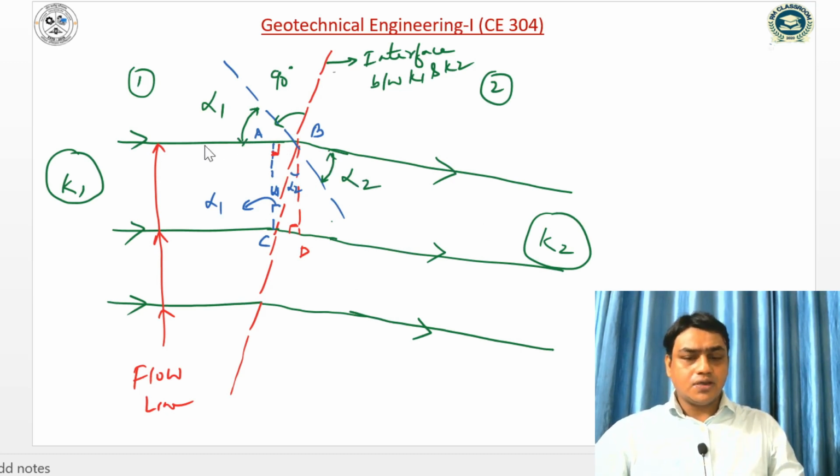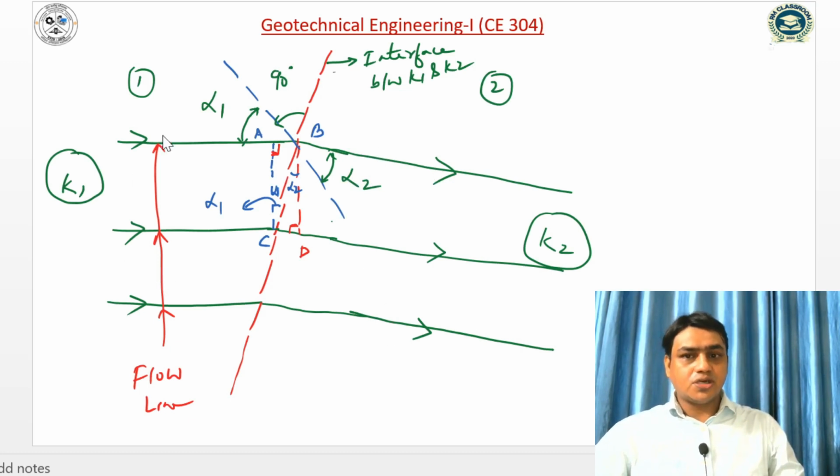So if the value of K1 is greater than K2, we can see that the flow line in soil layer 2 will be deflected towards the normal line, and if K1 is less than K2, then alpha 1 is less than alpha 2. So in this case, in soil layer 2, the flow line will be deflected away from the normal line.